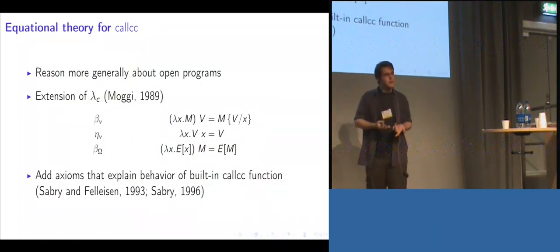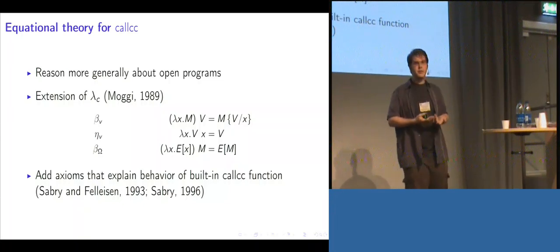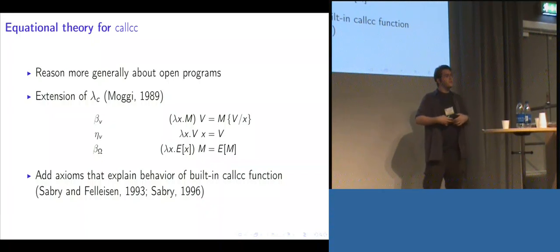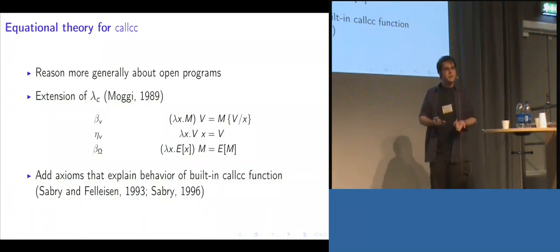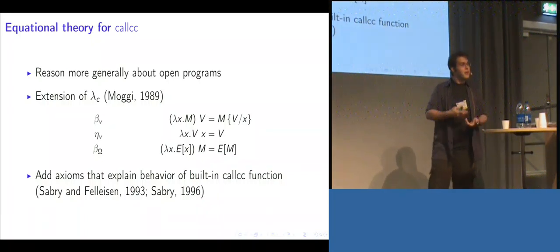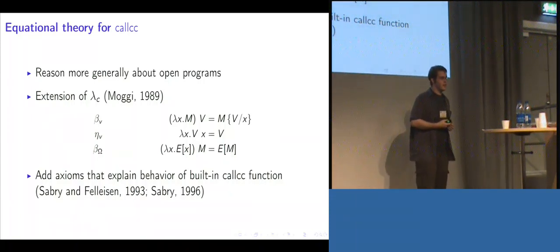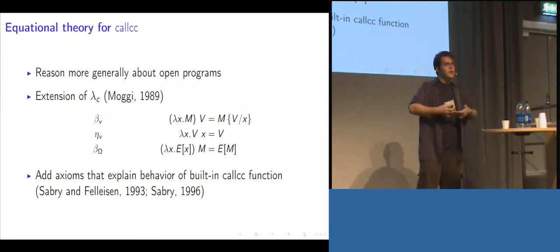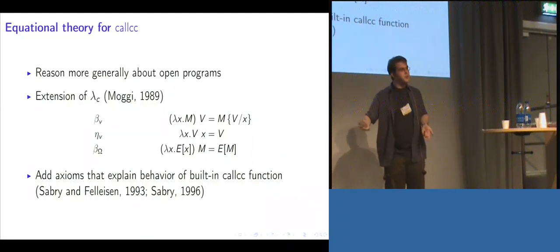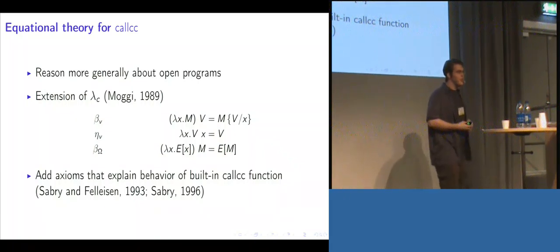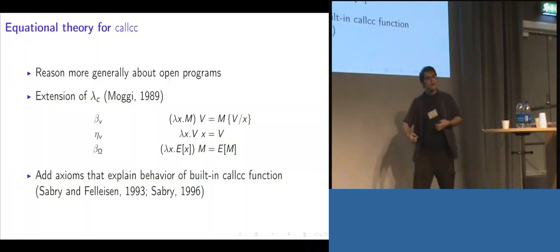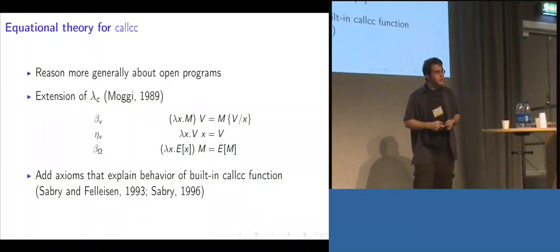Another way that we could understand something like callCC or a control effect is through an equational theory. This gives us a much more flexible way to reason about programs that may be open, they may contain free variables in them, so it's a more compositional reasoning technique. To do this, we could start with an equational theory for a call by value lambda calculus, and then add on top extra axioms that explain what that callCC primitive operation does.